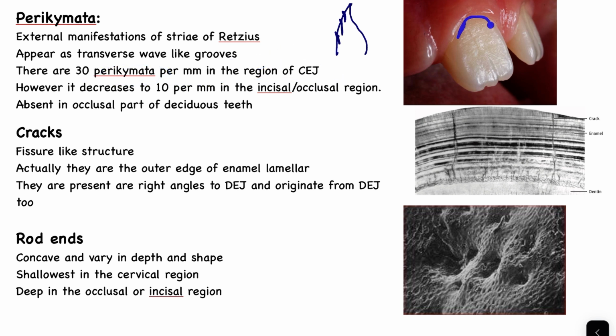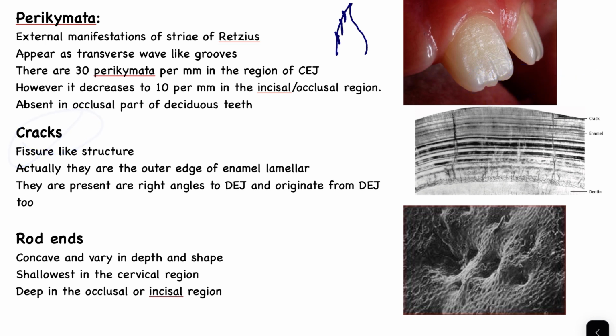So over here in the cervical region, there will be 30 perikymata per millimeter, but it decreases to 10 per millimeter in the incisal and the occlusal region. So over here it will be decreased and it will be around 10 per millimeter.